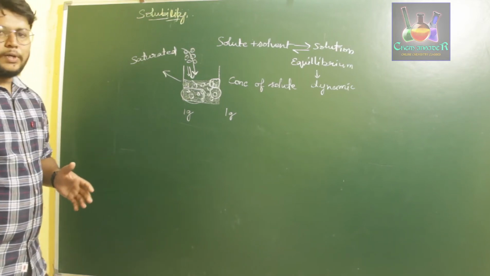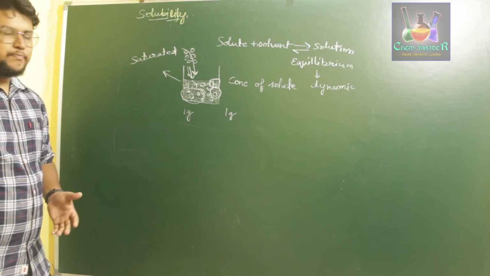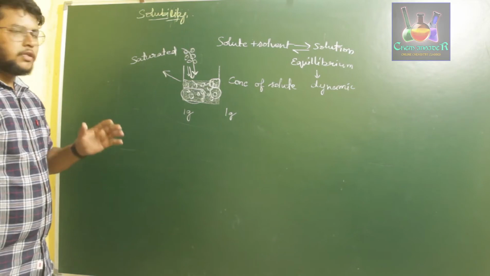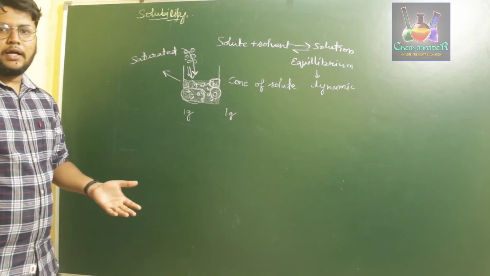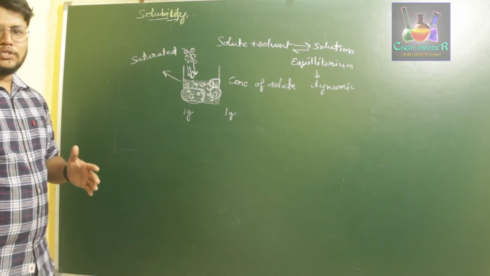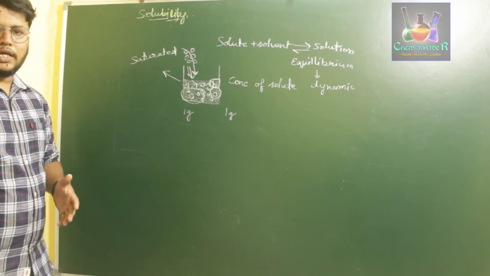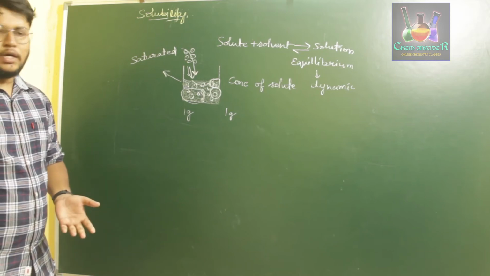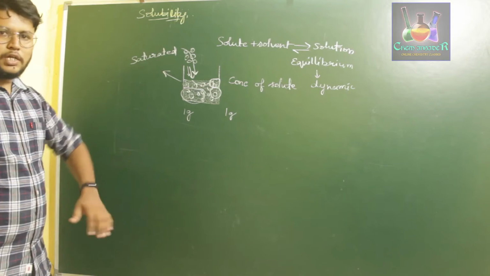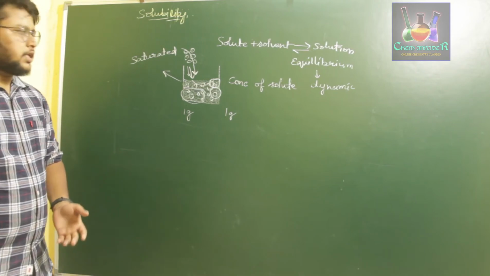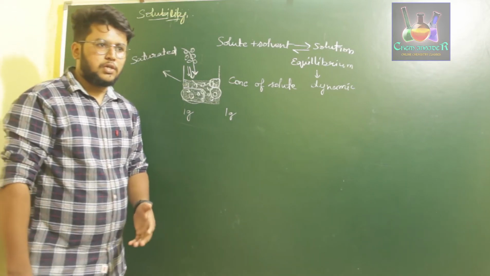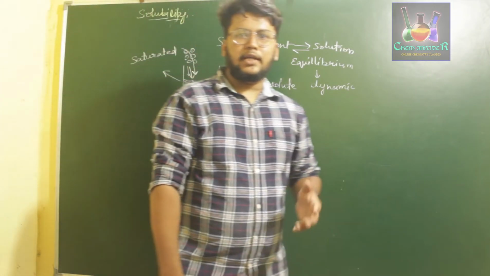Then it will be called an unsaturated solution. An unsaturated solution is a solution in which more solute can be added and it will get dissolved. Okay. So if the solvent does not dissolve any extra solute, that particular solution will be called a saturated solution. If it is still dissolving a certain amount of solute, then that solution will be called an unsaturated solution. So this is about the solubility of solid in liquid.